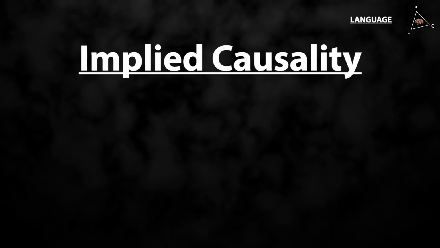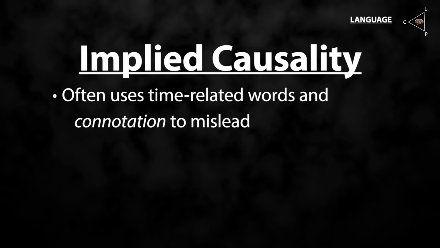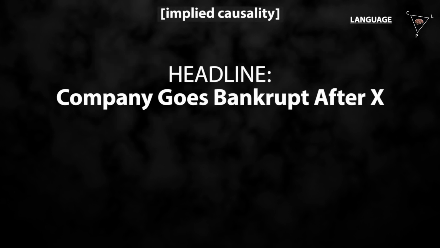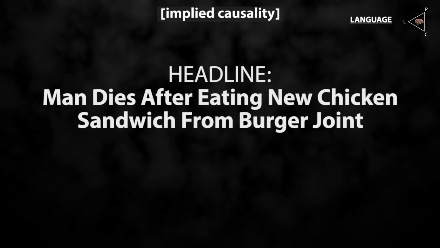Another example of deceptive framing is implied causality, where the implication is made that one thing caused another without explicitly saying so. This is something accomplished using time-related words. For example, imagine this as a news headline. Company goes bankrupt after X. The use of the word after gives the impression that the company went bankrupt because of X, but doesn't technically say that. Let's take it to an extreme. Man dies after eating new chicken sandwich from burger joint. The man ate the sandwich and got hit by a car an hour later. The headline is true, but misleading.